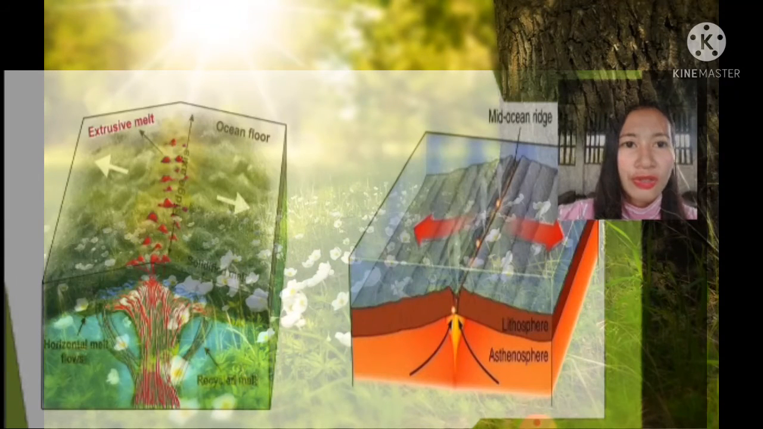Look at this picture. As you can see, this arrow goes right and the other arrow goes left. This happens when a divergent boundary occurs. Another one. This is the mid-ocean ridge.